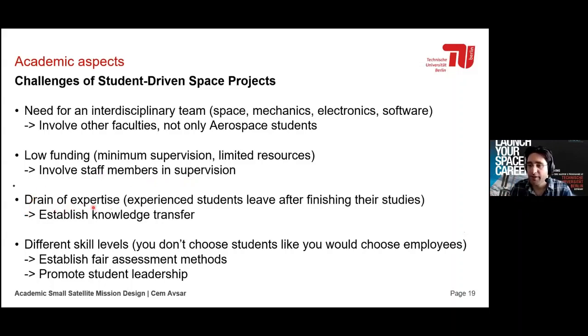Then there's a drain of expertise. This is a huge problem because a student-built satellite is normally not built within 1 year. You need lots of time. So at least count 3 years from your idea to actually building the first model. But during that time, students graduate. They have other priorities, or this is not part of the coursework, they can't get credits or anything. So every student has their own reasons why they take part in the project, but at some point they leave.